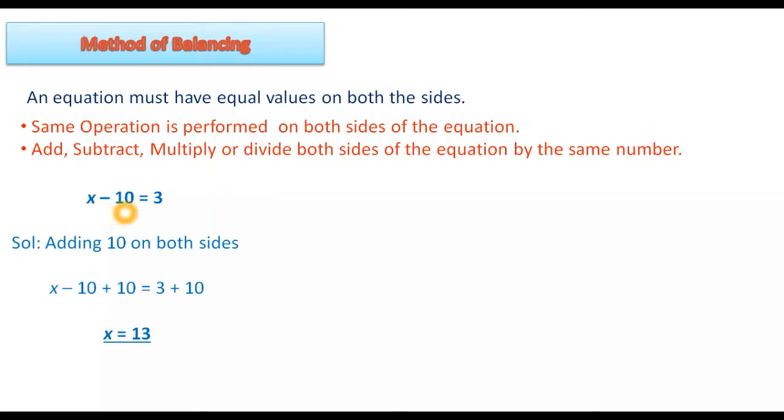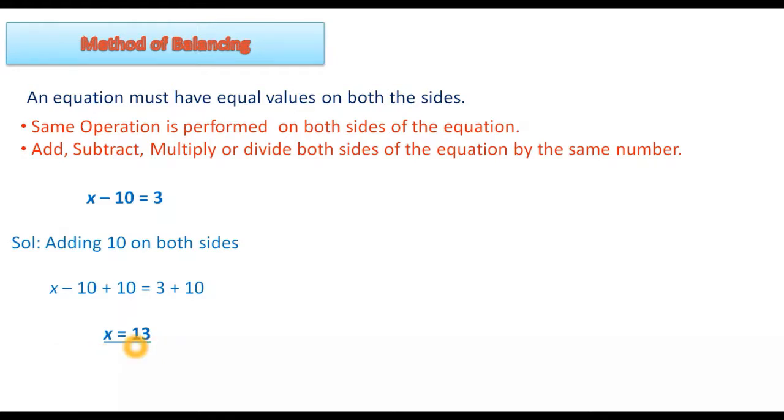So we need to balance this 10. What we will do is add 10 to both sides. So I'm writing adding 10 on both sides, on the left hand side as well as on the right hand side. I'm writing x minus 10 as it is, then adding 10, and then 3, again adding 10 on the right side. Now minus 10 plus 10 will get cancelled, right? So you are left with x equals 3 plus 10, which is 13. So you got the value of the variable here, that is x equals 13. This is the solution of the equation.